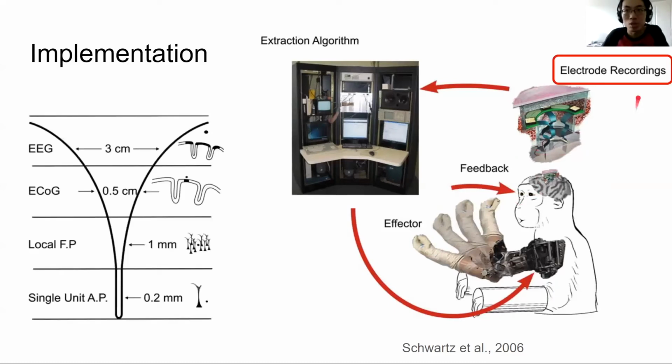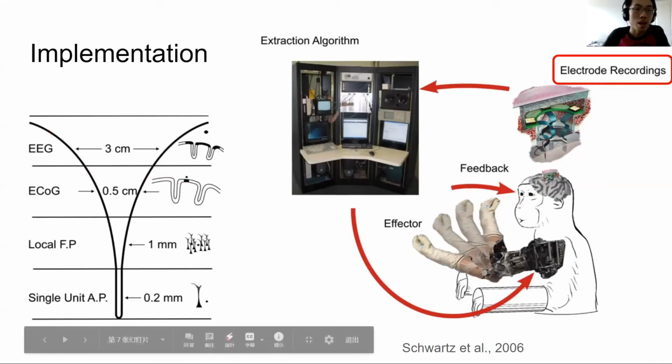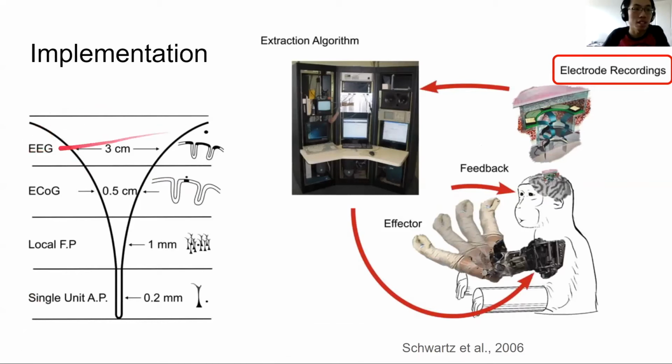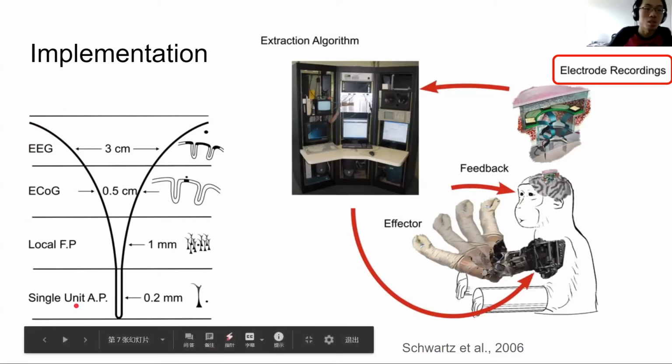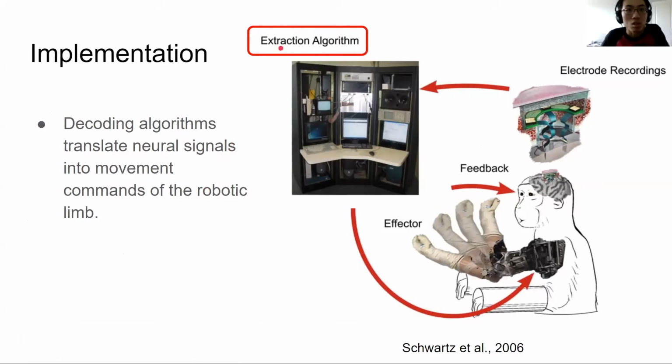For the electrode recording part, I think we have covered this a lot in class. The four major modalities are EEG, ECoG, local field potential, and single unit action potentials. And the decoding algorithms translate the neural signals into movement commands of the robotic limb.